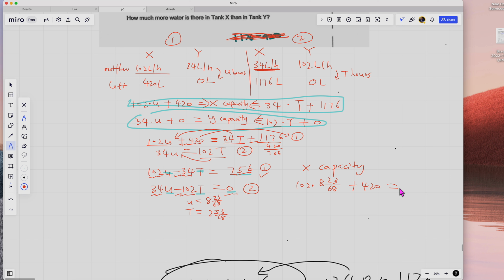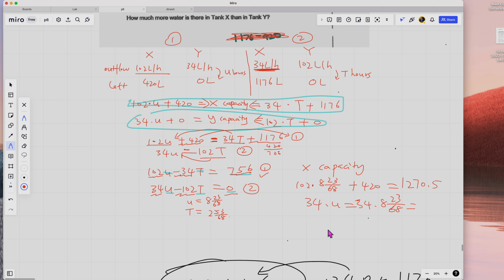Still mixed number. Next number. But it's 1270.5. Oh, okay, good. So it's 1270.5. So that's the X capacity. Then for the Y capacity is 34U, which is 34 times 8 23/68. Can you help me out? It's 54 times 8 23/68.